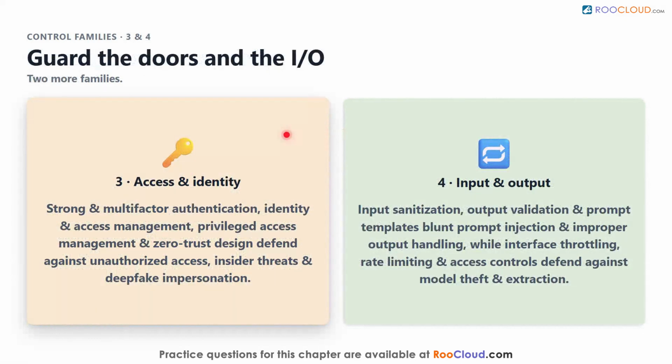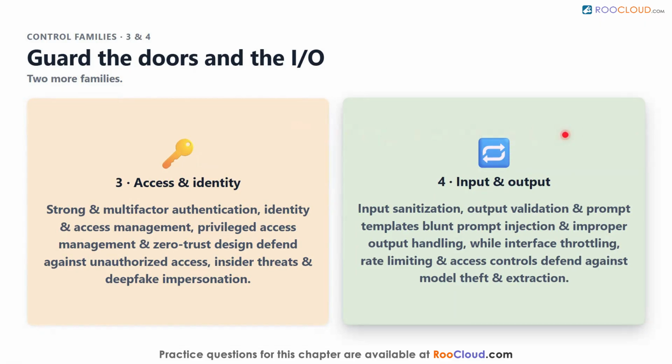The next family is access and identity controls. Strong authentication, multi-factor authentication, identity and access management, privileged access management, and zero trust design defend against unauthorized access, insider threats, and deepfake-driven impersonation. Alongside it sits the input and output family.